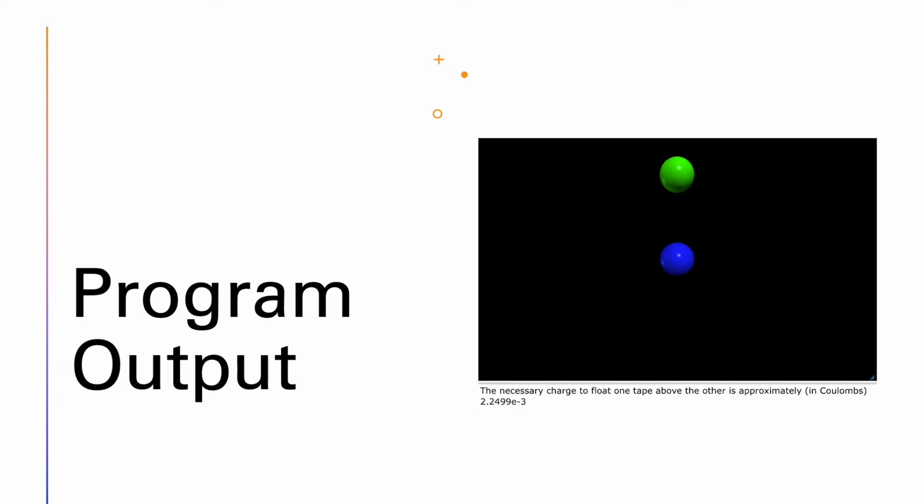And this is the output of the program. The green ball is the tape B on top of the blue ball, which is tape A, and then it prints out the necessary charge to float one tape above the other.